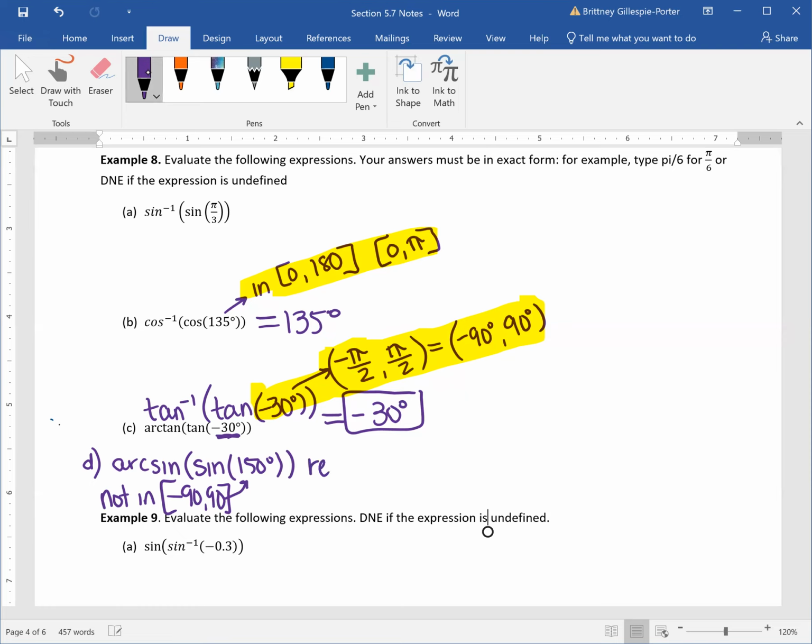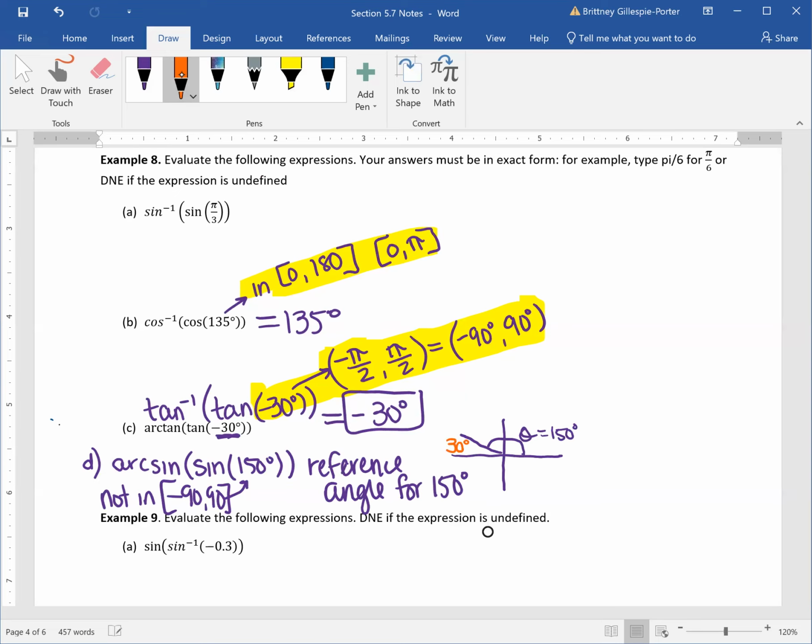We're going to find the reference angle for 150 degrees. Okay, so here, 150 degrees, we know is over here because it's not quite 180, which means that our reference angle is going to be 30 degrees because 180 minus 150 gets us 30 degrees. So our reference angle is 30 degrees.